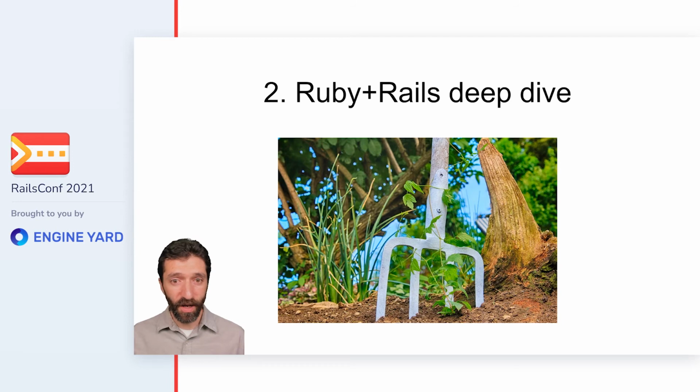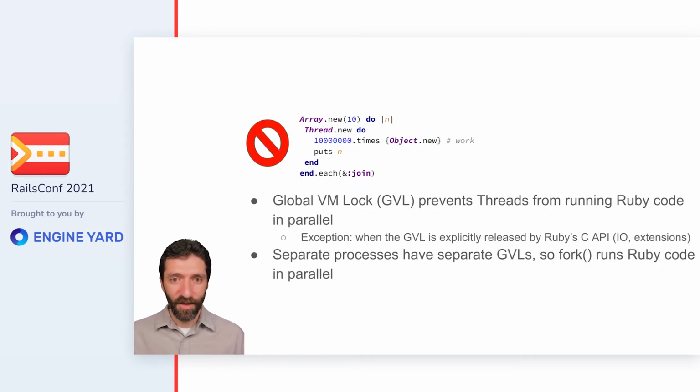All right, so that's everything on fork in Unix. Next up is the Ruby and Rails deep dive. Here's a basic concurrent programming example that creates an array of 10 Ruby threads that each do some heavy work and then waits for all the threads to finish at the end.